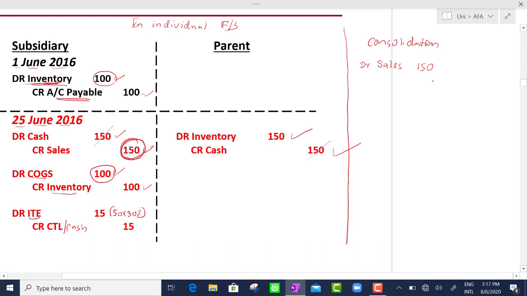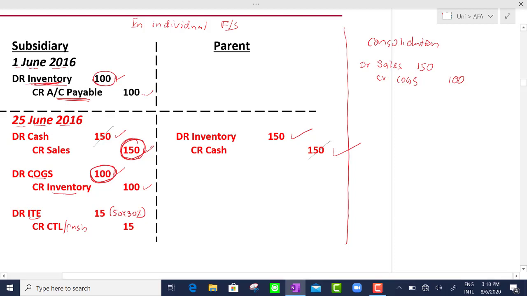ඒ වගේම මේ cost of goods sold එකත් අයින් වෙන්න ඕනේ. මොකද මේකත් අපේ cost of goods sold නෙමෙයි. මොකද අපි ඇත්තටම මේක outside party එකට විකුණලා නැහැ. So මේකත් අයින් වෙන්න ඕනේ. එහෙනම් credit කරනවා මම. Okay, credit cost of goods sold 100.